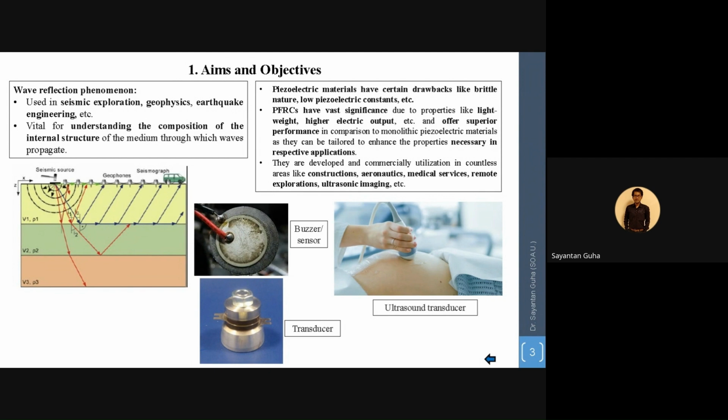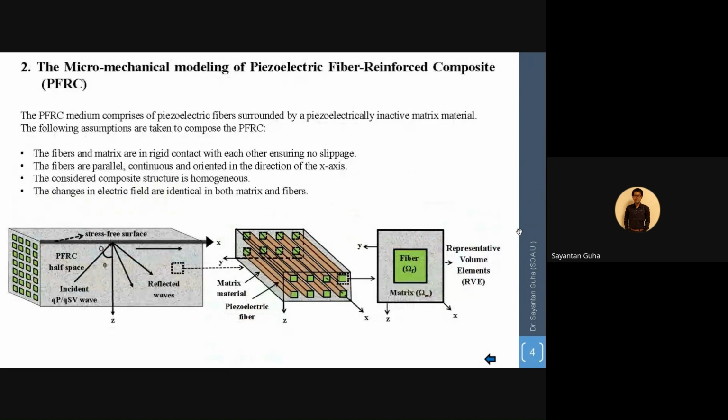The second part deals with wave reflection phenomena, which is used again in many branches of science and engineering. For example, seismic exploration, geophysics, earthquake engineering, and so on. So actually, when waves propagate through a medium, they carry significant information about it. And in order to understand the inner constituents of the medium, understanding the wave reflection phenomena is very essential. That being said, let us begin.